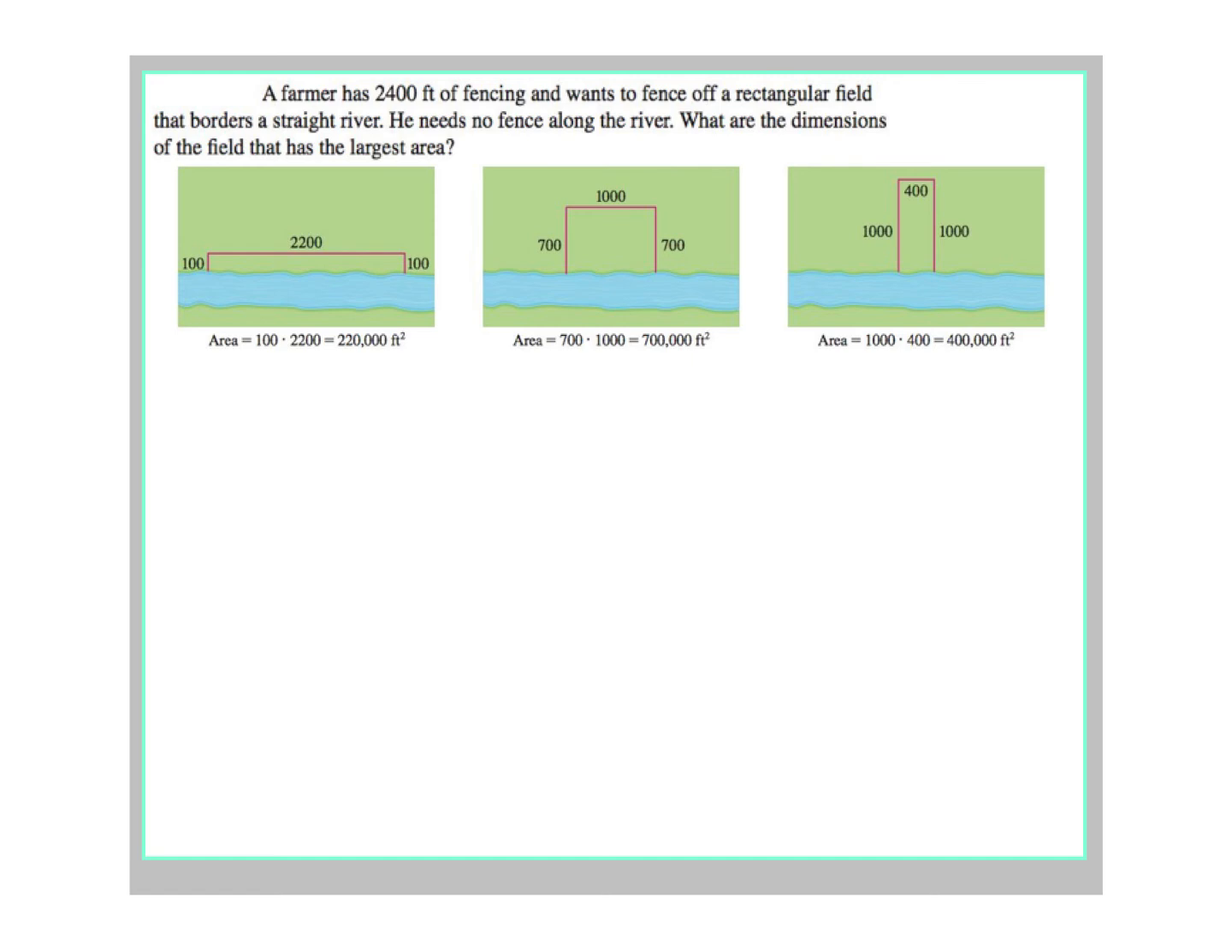Here we go. I need a reader. The farmer is Gandhi. Fire's going to read about Gandhi. Gandhi has 2,400 feet of fencing and wants to fence off a rectangular field that borders a straight river. He needs no fence along the river. What are the dimensions of the field that has the largest area?